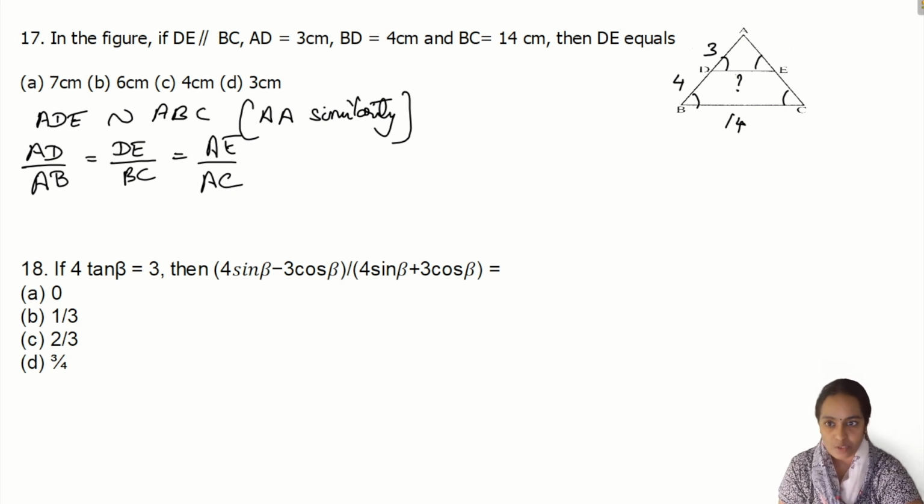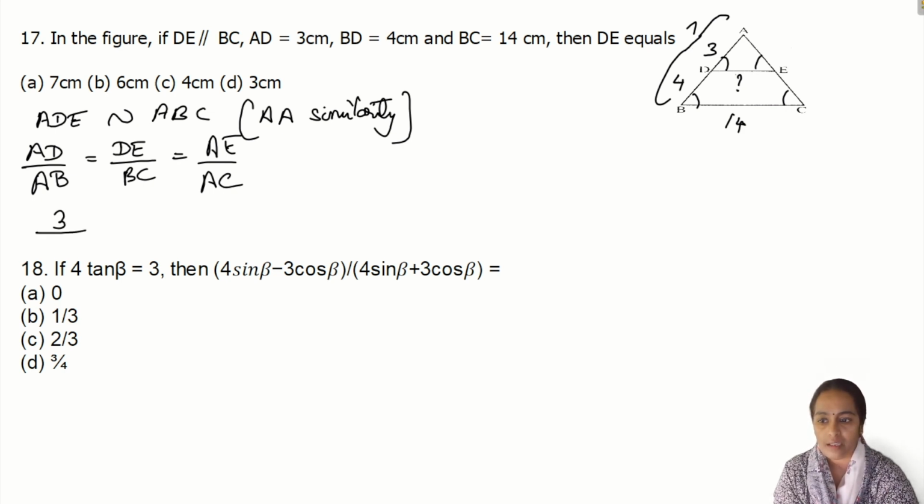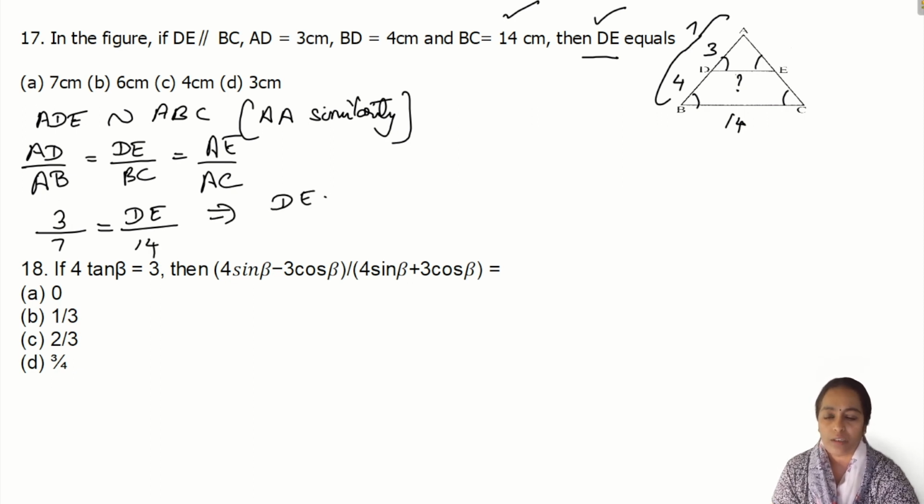Alright, so let me substitute. AD is 3. Then AD by AB. BD is given here, so if I add AD and BD, I am getting AB. AD plus BD is 7, which is AB. So I have AD is 3, AB is 7. So this is equal to DE, which is asked in the question, so I'll write DE divided by BC. BC is 14, it's given in the question. So what is DE?